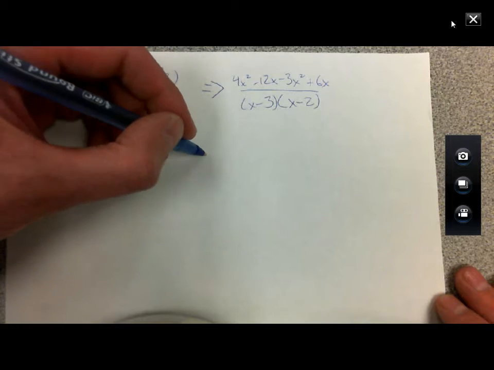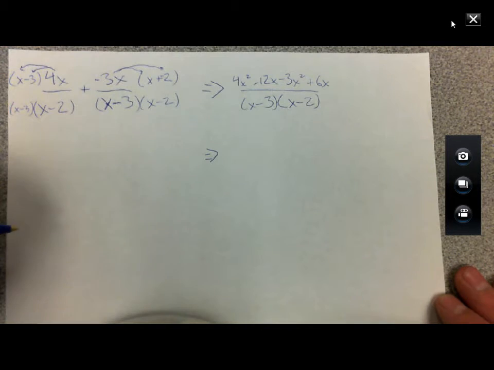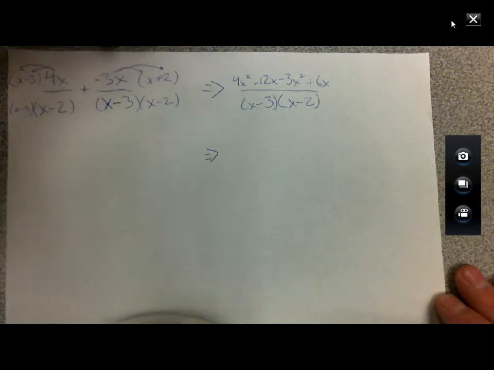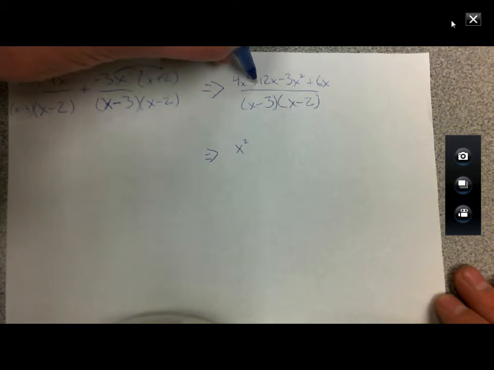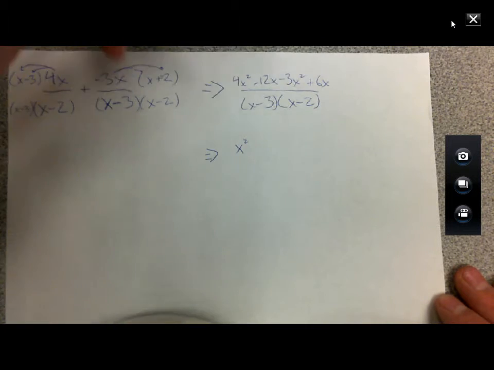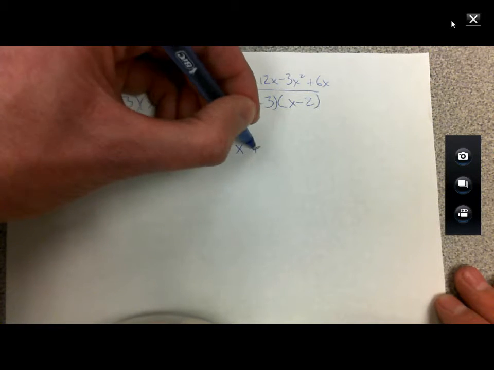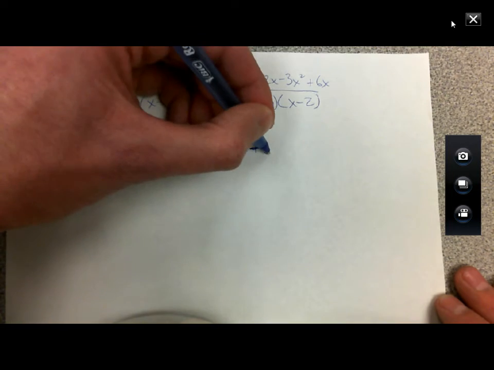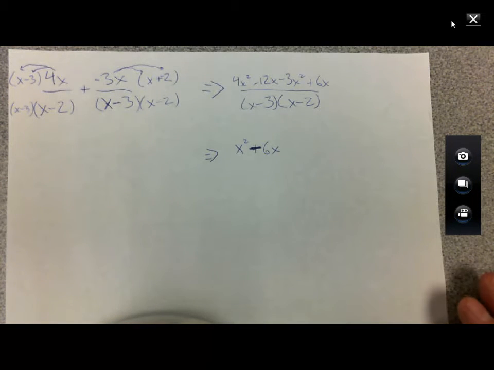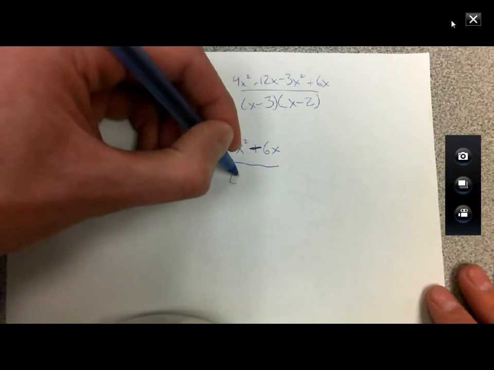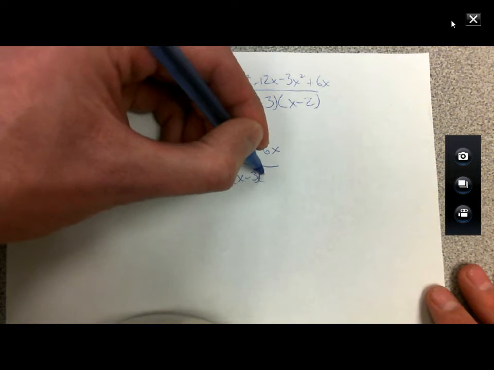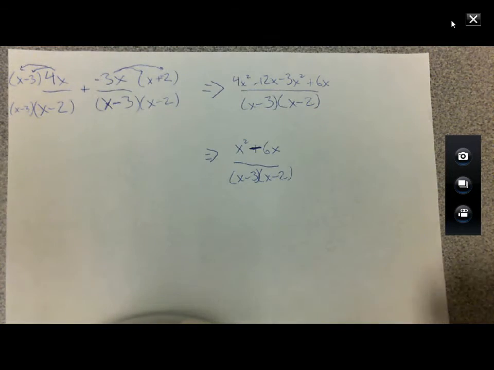I'm going to move down a little bit now. So I'm going to go around the papers, use my paper as much as I can. 4x squared minus 3x squared just gives me an x squared. Minus 12x plus 6x is going to give me a minus 6x. So x squared minus 6x, all over x minus 3 times x minus 2. So I still can't cancel any factors yet. None of the factors divide to 1.